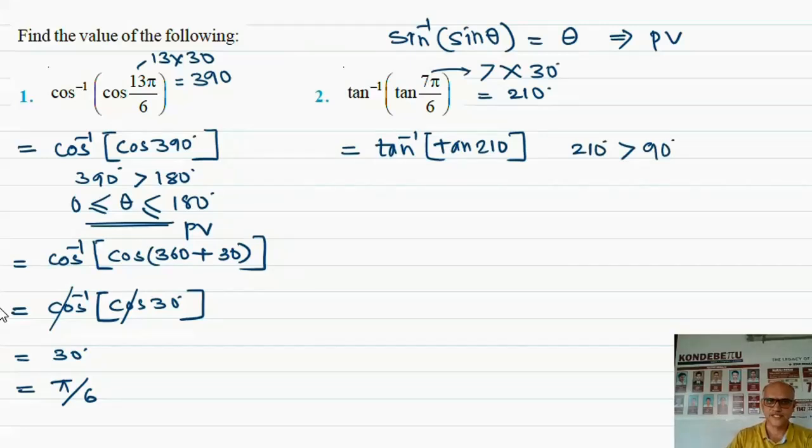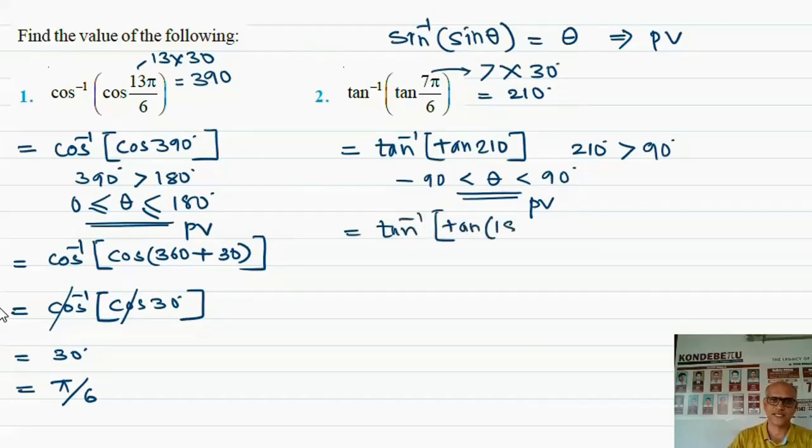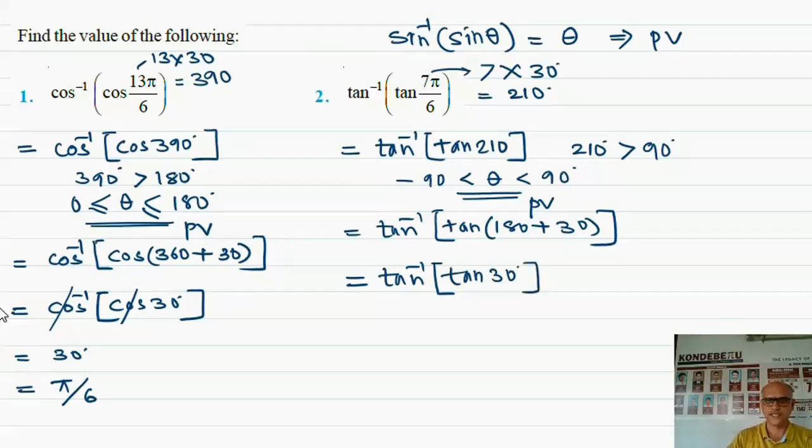For tan, the principal value of theta is between minus pi by 2 and plus pi by 2. So theta should be between minus 90 and plus 90. The principal value is in this range. Again you should simplify this. So tan inverse tan 210, I will write it as 180 plus 30. 180 plus means it is in the third quadrant. In the third quadrant tan is positive, so it will be equal to tan 30. Now 30 degree is our principal value.